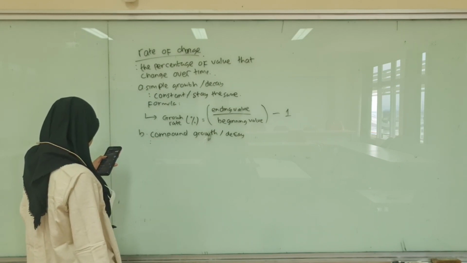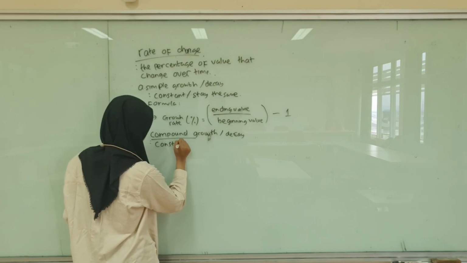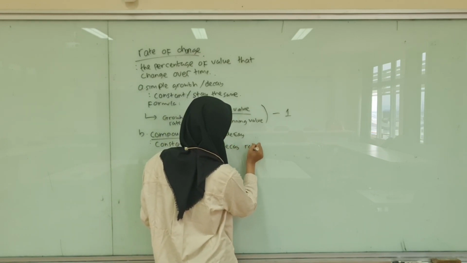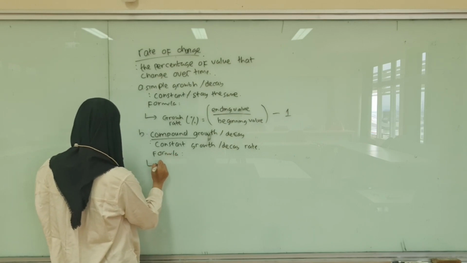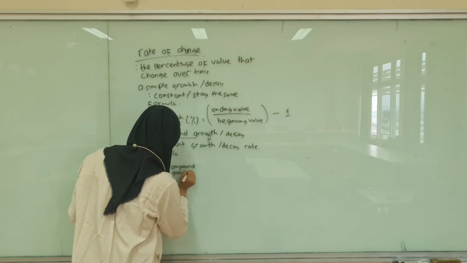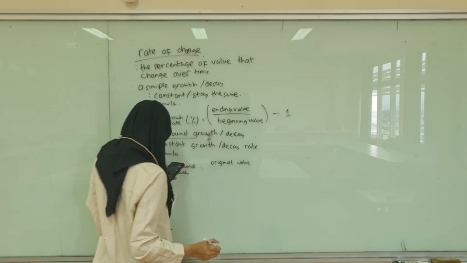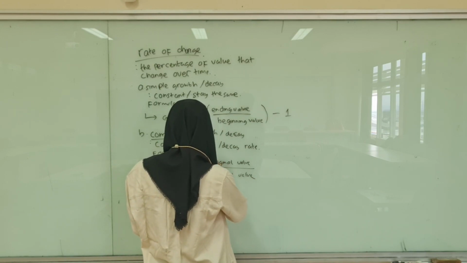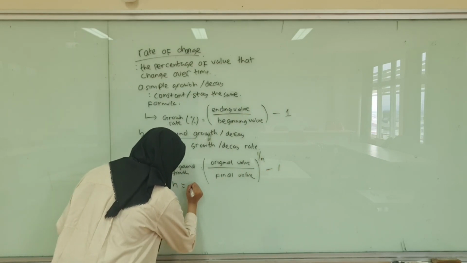Compound growth means a constant growth or decay in terms of the rate, and the formula is: compound growth equals the final value over the original value, to the power of 1 over n, minus 1, and n is the number of years.